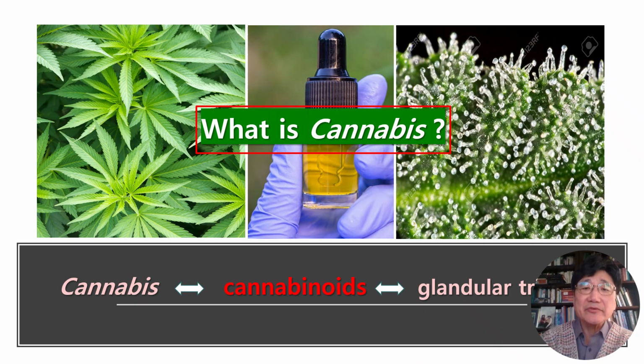Then let me ask you a very basic question. What is cannabis? Cannabis is the name of a genus belonging to the Cannabaceae. Cannabis plants synthesize and secrete unique substances called cannabinoids in their glandular trichomes. So these 3 terms, cannabis, cannabinoids, and glandular trichomes, are closely related to each other.